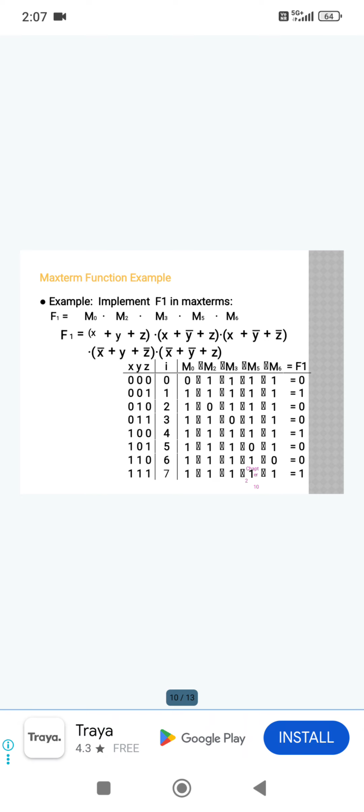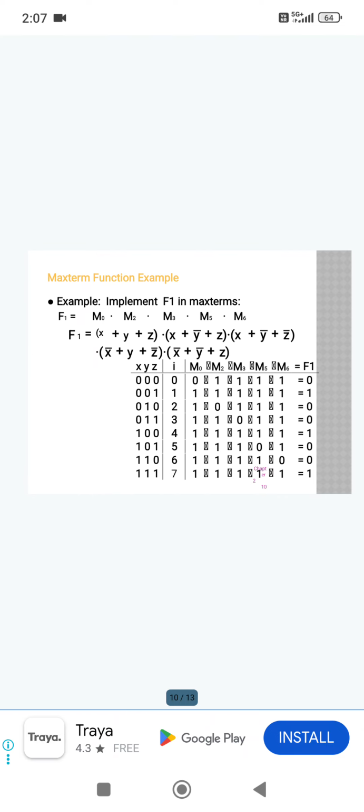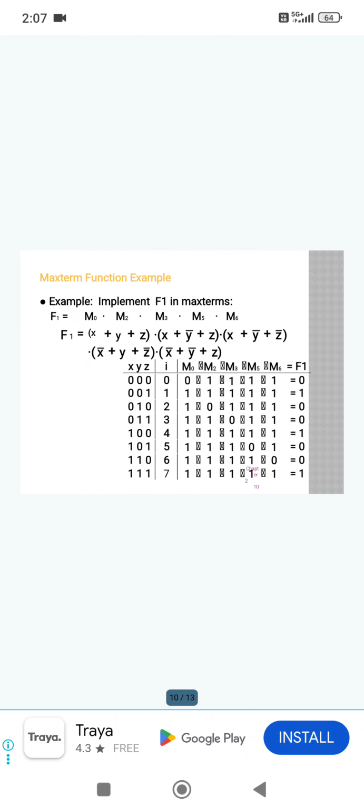the max term value. In this max term value, m0, m2, m3, m5, m6. Here we are taking the same x, y, z variables. So 8 possibilities. Instead of plus here, we are going to take a multiplication. If you are multiplying, 0 into 1 is 0, 0 into 1 is 0. That means m0 into m2, m2 into m3, m3 into m5, m5 into m6 is equal to m1. That kind of way only we have to calculate the max term.